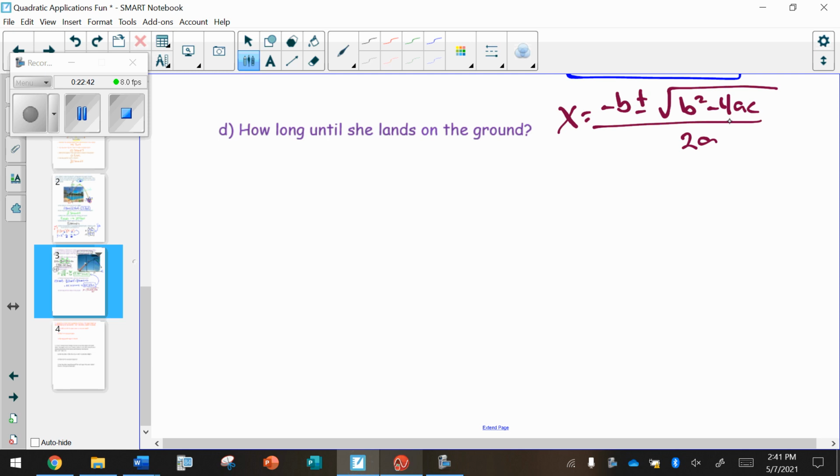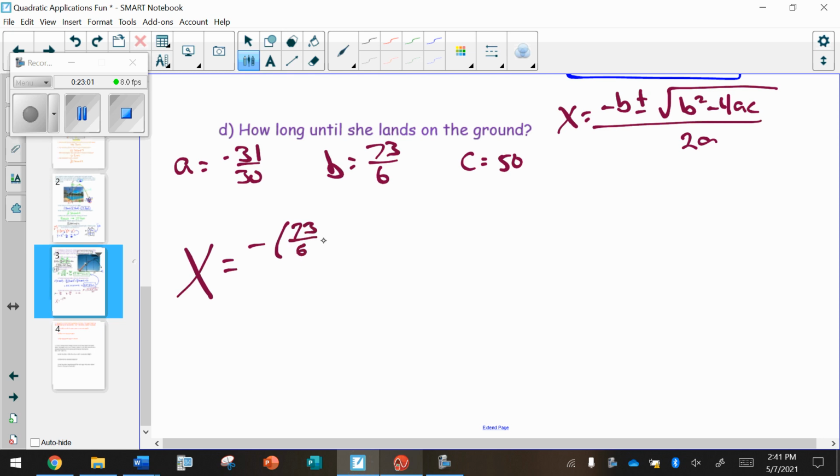We are going to use this monster with our a value of negative 31/30ths, our b value of 73/6, and the c value is 50. I told you this was going to be fun, right? It's a good time. So we got to put all these numbers into our quadratic formula.